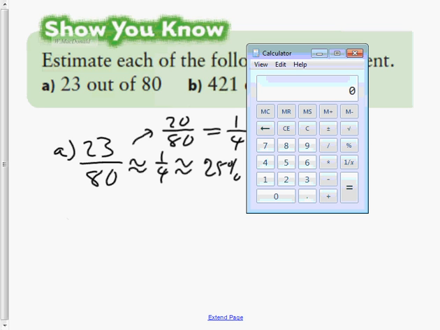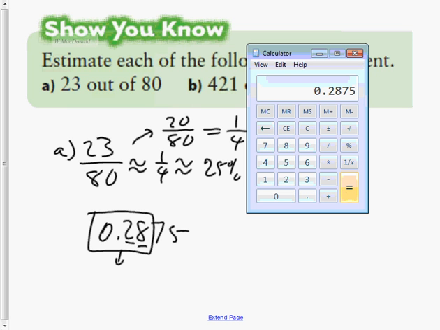And the only way that I can determine it is to take 23, divide it by 80, and I get 0.2875, keeping in mind that the first two decimal places are your tenths and your hundredths. So this is 28 hundredths, or technically 28.75 hundredths. I just add this on to my hundredths part. And that is approximately 28.8%, which was pretty close to my estimation, which was 25%.